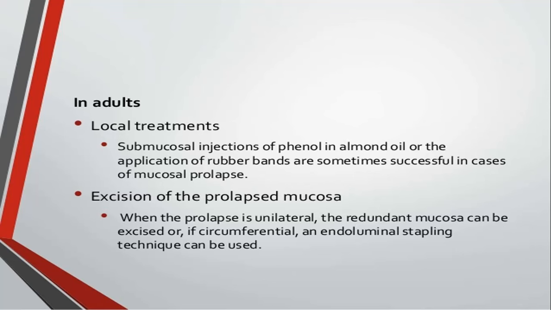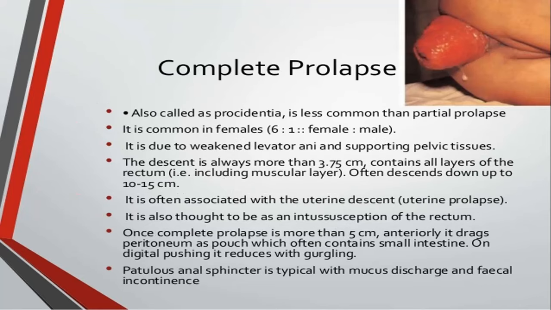In an adult, local treatment is basically a submucosal injection. Another option is excision of the prolapsed mucosa. You can apply that excision to the unilateral mucosa only, or if it is circumferential, to the whole circumference. You replace the mucosa into the rectum and apply endoluminal stapling.